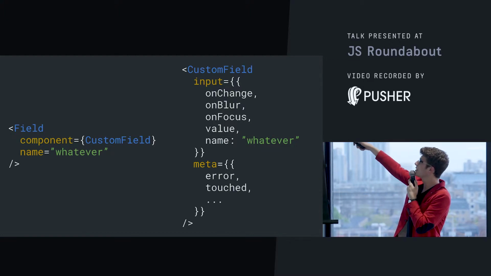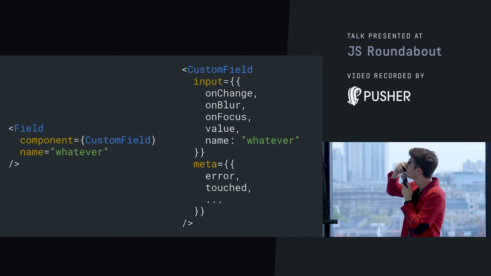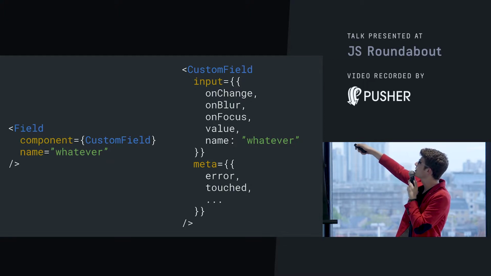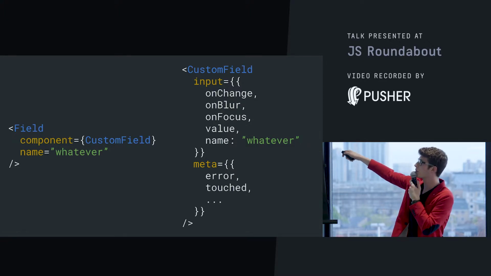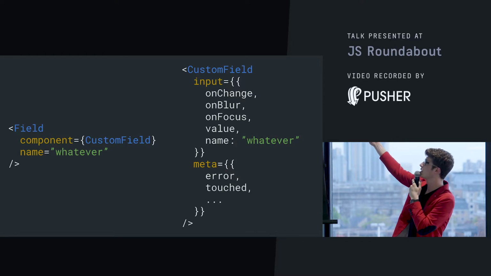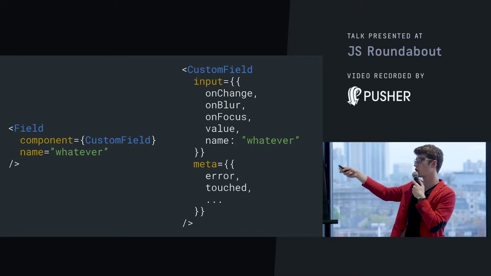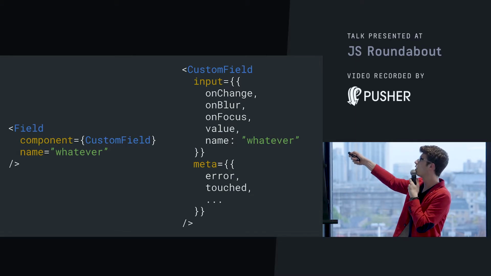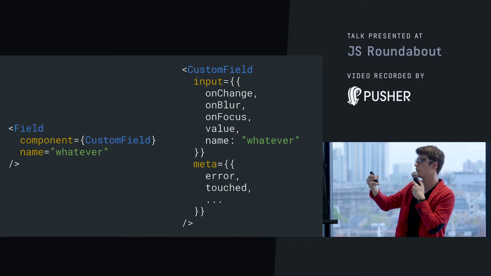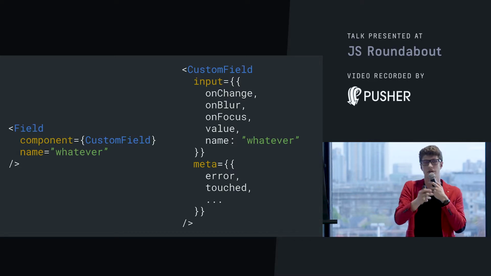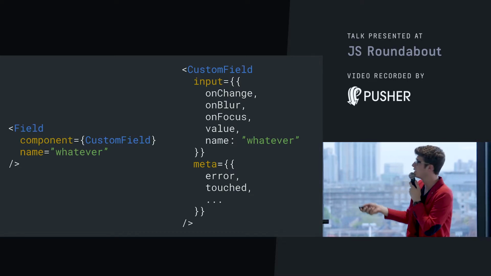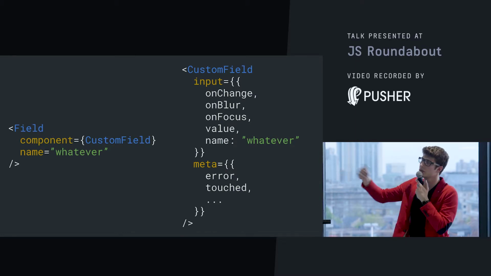In input, you get those five properties: onChange, onBlur, onFocus, value, and name. So value is the current value of the field. onChange is a function to dispatch a change action, so to write in the store. onBlur, let's start with onFocus. onFocus makes your field active. It also dispatches an action so that the fact that your field is active is in the store, and onBlur makes it inactive.